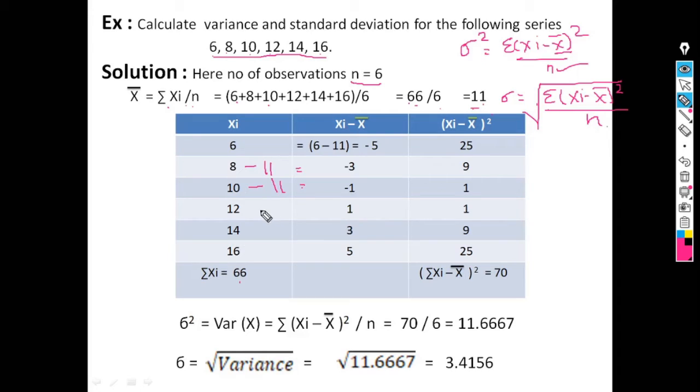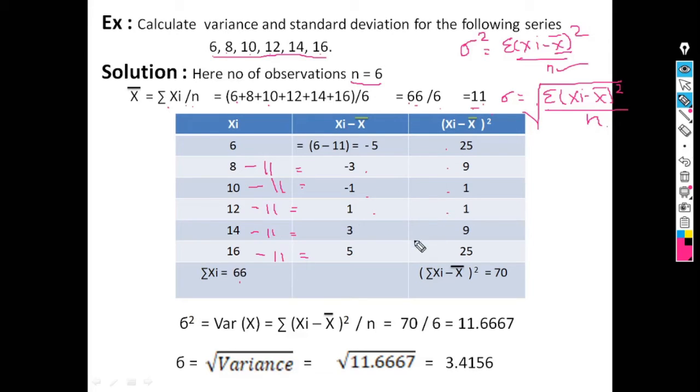Next one is 12 minus 11 equals 1. 14 minus 11 equals 3. 16 minus 11 is equal to 5. And column number 3 is the square of column number 2. That is, minus 5 square is 25. Minus 3 square is 9. Minus 1 square is 1.